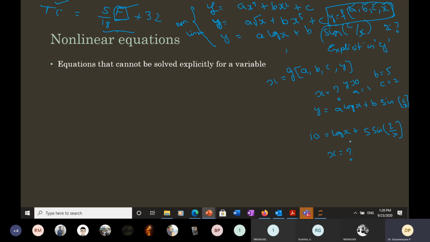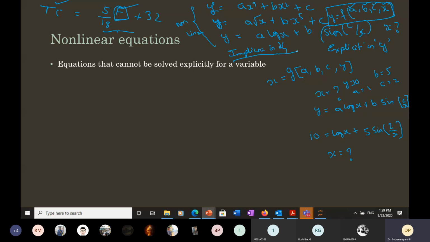You have the formula, but the formula is what we call implicit in y, x. All these three equations are implicit in x, because if you have to find x for a given value of the other variables in the equation, we cannot simply substitute and get it. So that is called an implicit equation.